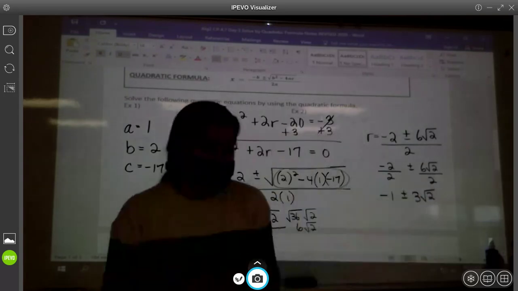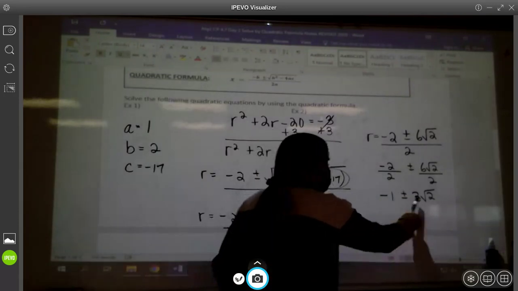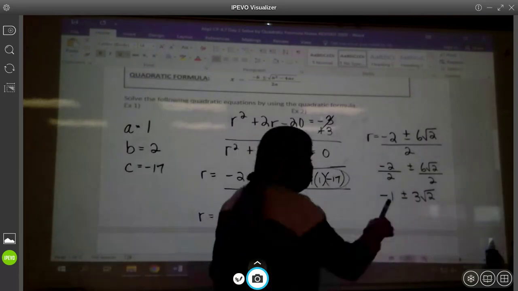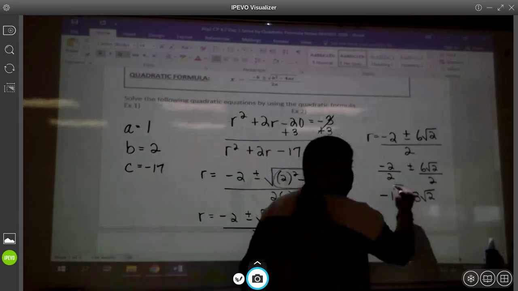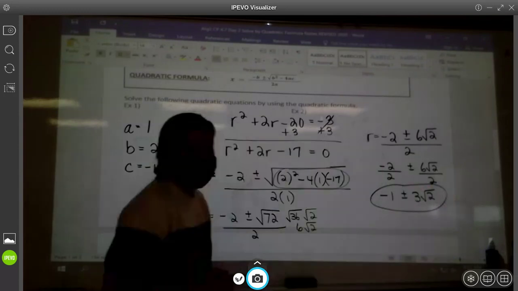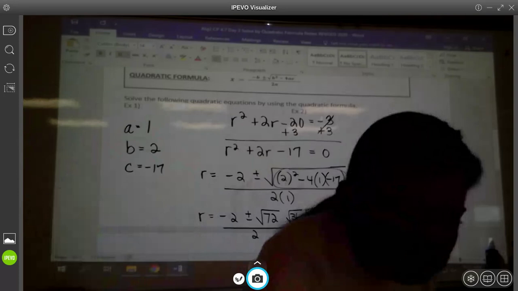I'm actually not left with a fraction at all. My 2 answers are negative 1 plus 3 times the square root of 2. And my second answer is negative 1 minus 3 times the square root of 2. So this is your simplified exact answer. Does that make sense, Josh? You okay? All right, guys at home, is that okay?